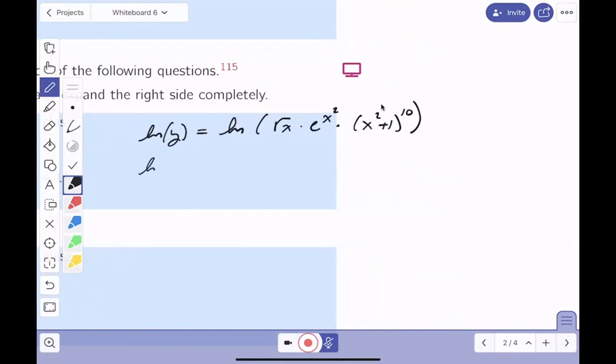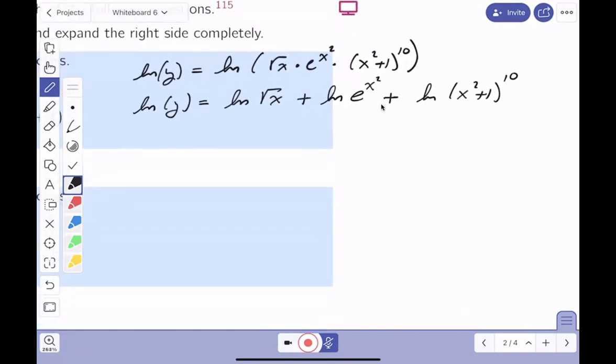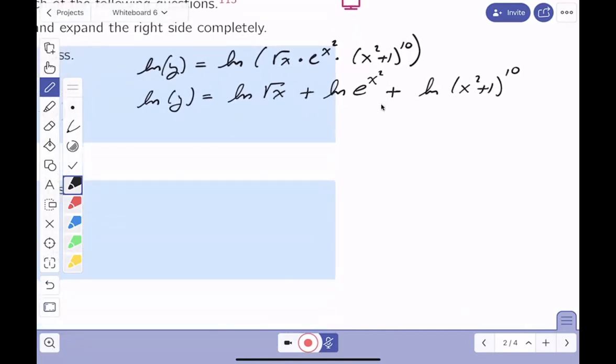So I'm going to just use what I know about logs. Well, this is the section on logs. So what's it going to be? It's going to be the natural log of the root of x, plus, this is a product by the way, the natural log of e to the x squared, plus the natural log of x squared plus 1 to the 10th power. So I did the expansion. Is it completely done? No. In 119, they made you go pretty far out in the expansions if you could.